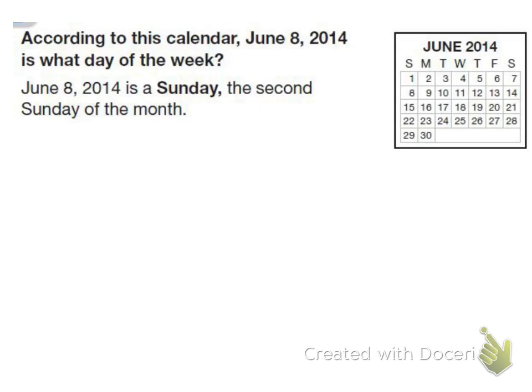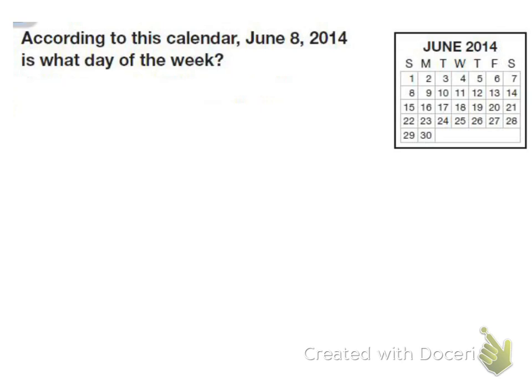All right, so here I have this calendar, and it says, according to this calendar, June 8th, 2014 is what day of the week? So I'd look for June 8th, and we see that is Sunday. Okay, the first S in our week is Sunday, and the last S is Saturday. The first T is Tuesday, and this one is Thursday. So that's something just to keep in mind.